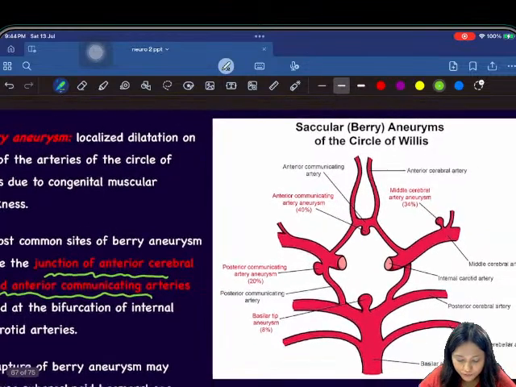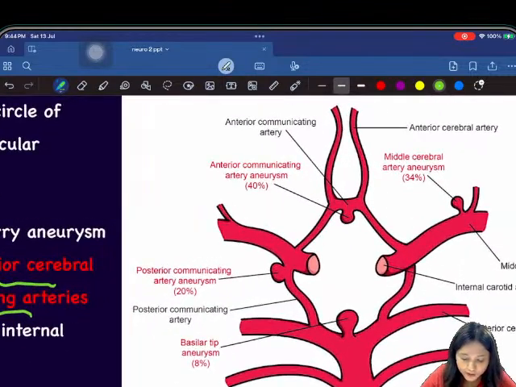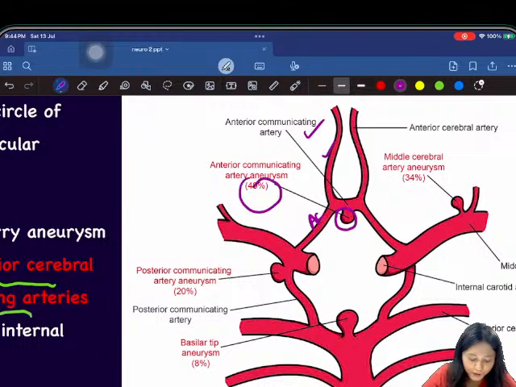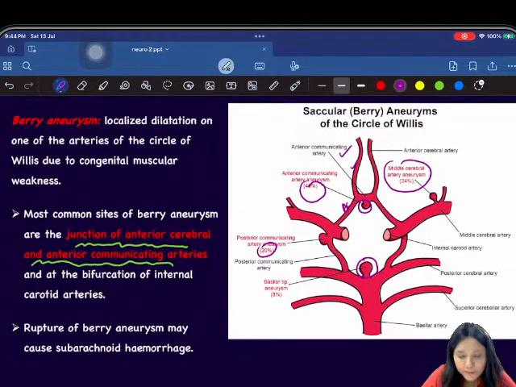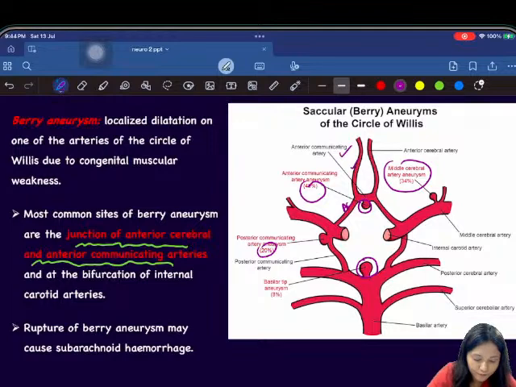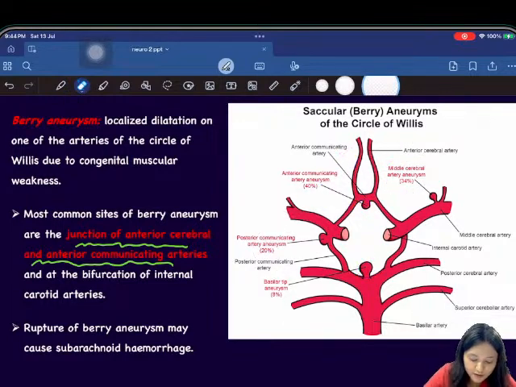So where will be the most common aneurysm? At the junction of the communicating artery and the ACA. So this is the most common site, that is 40%. In the middle cerebral artery you will get 34%, in the posterior communicating you will get 20%, and in the basilar you might get 8%. So these are the different types of aneurysm.